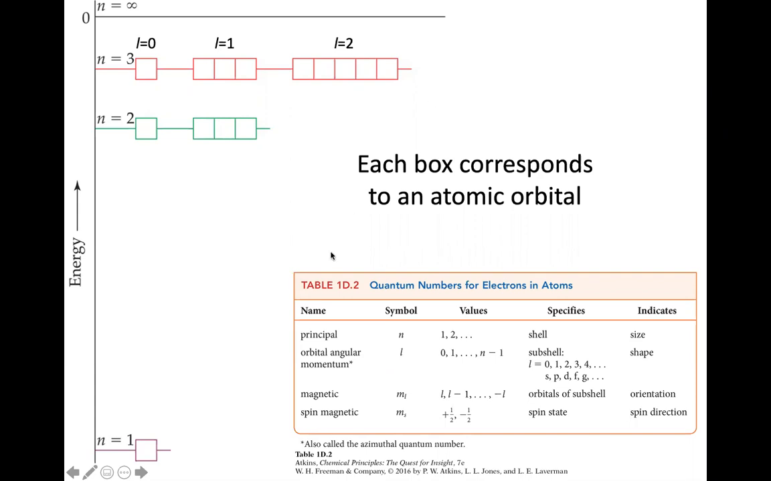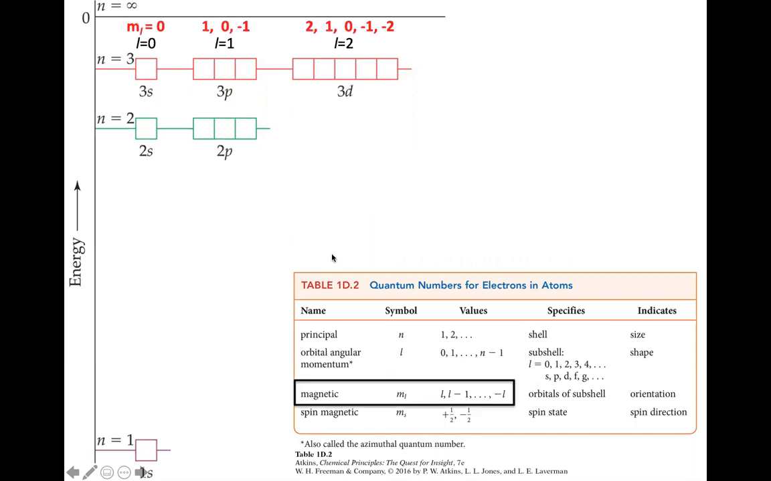I think the image I have on the screen right now summarizes all of those features. At the bottom part right here, this shows what the rules are. n starts at 1 and goes up from there: 1, 2, 3, 4. L then goes from 0 all the way to n minus 1. m sub L then goes from positive L all the way to minus L. So that's showing the relationship amongst where they fit together.